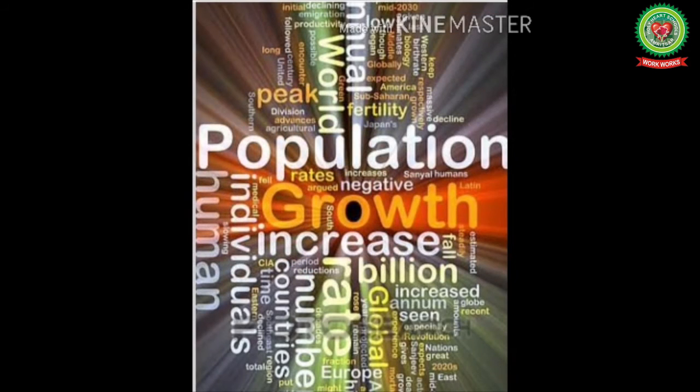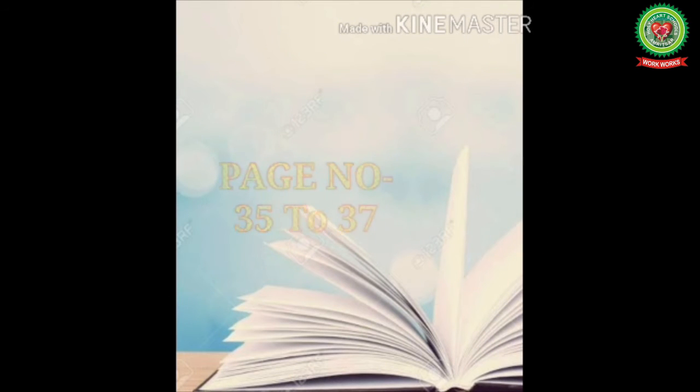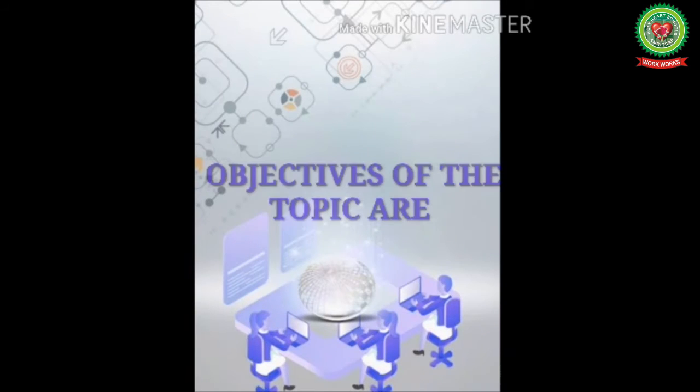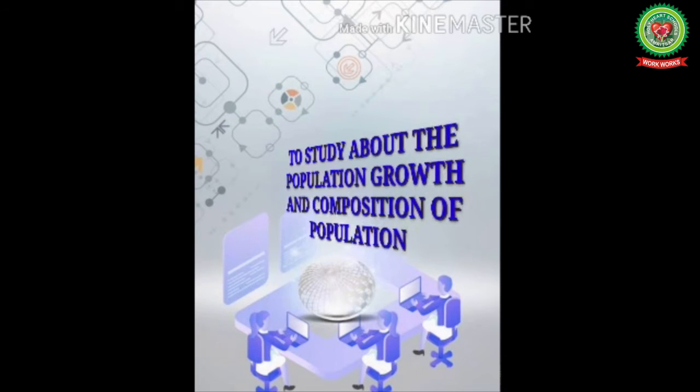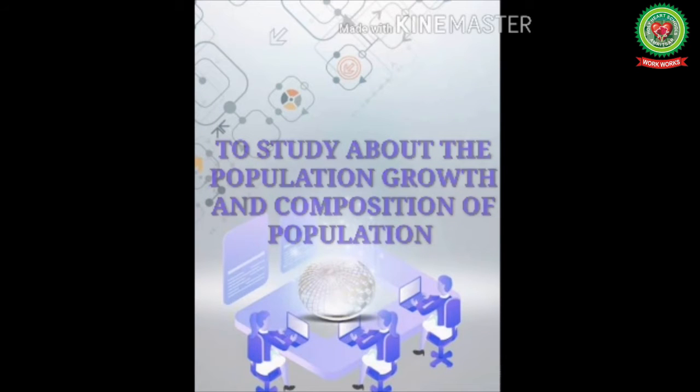Today we are going to start with population growth. This is the last topic of population dynamic chapter number 2. This topic is given on page number 35 to 37 of your geography book. The objectives of the topic are to study and discuss the population growth and composition of population.